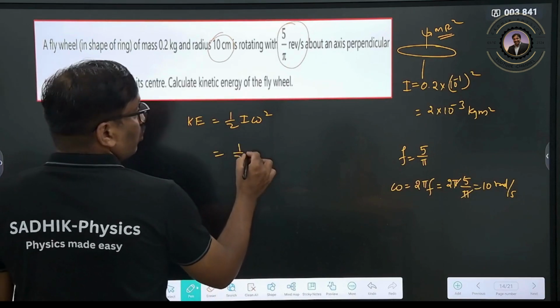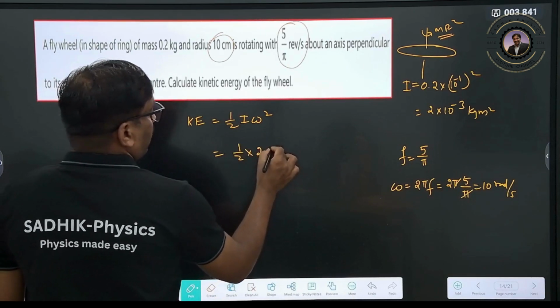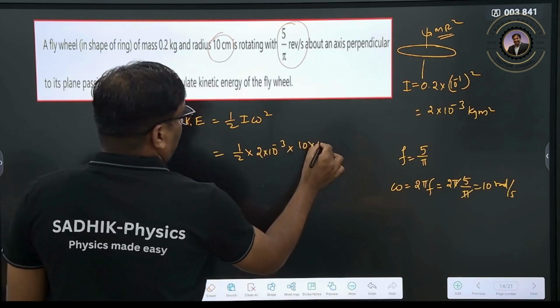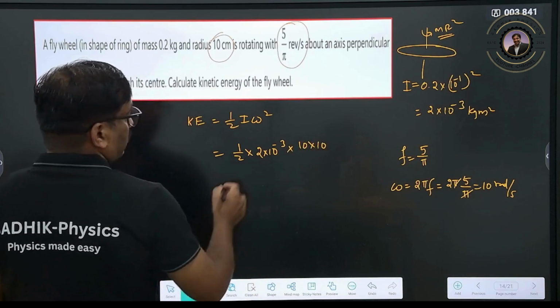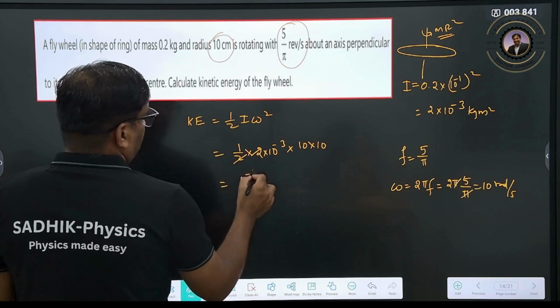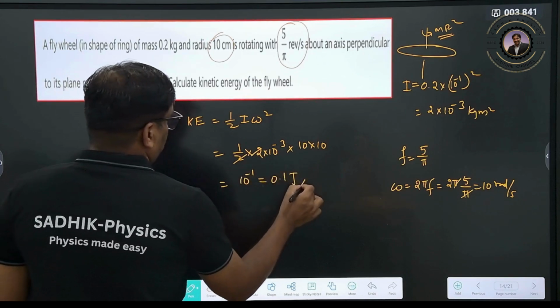Now 1 by 2 into 2 into 10 to the power of minus 3 into, therefore, 10 squared into 100. Therefore these two get cancelled out. Now onto this: 10 to the power of minus 1, that means 0.1 joules.